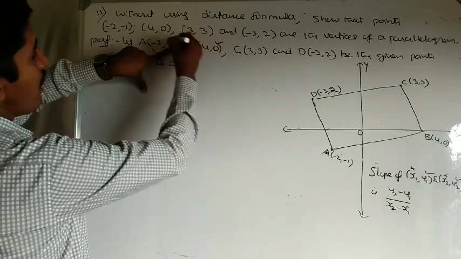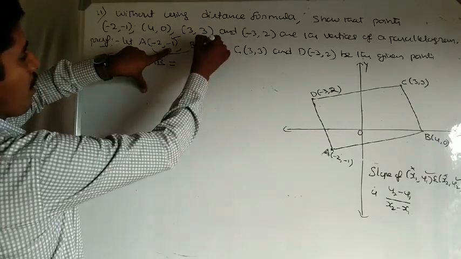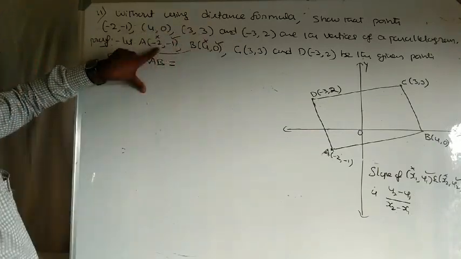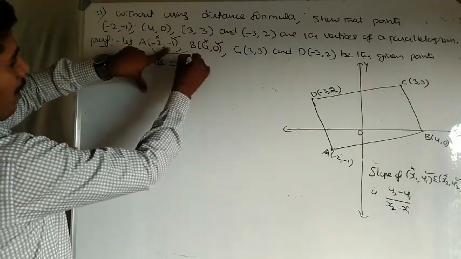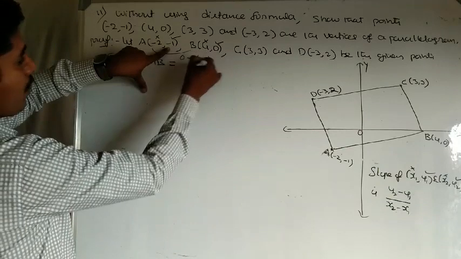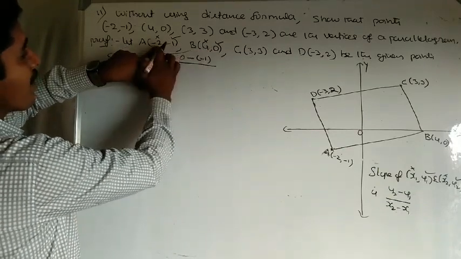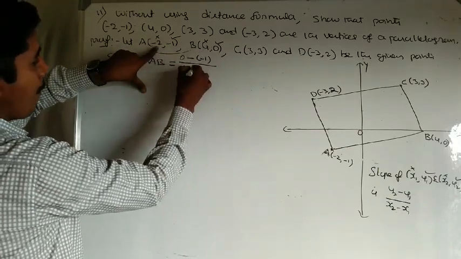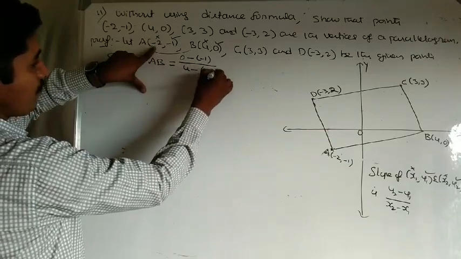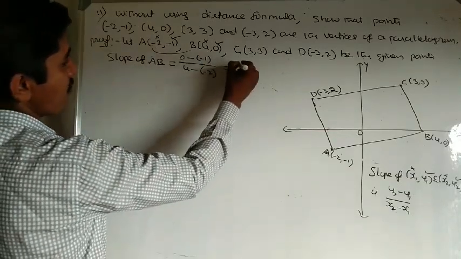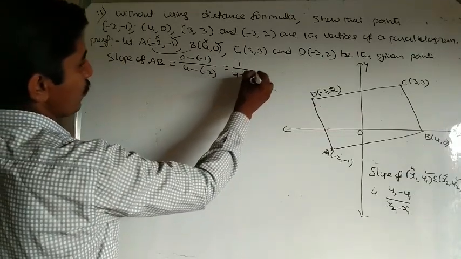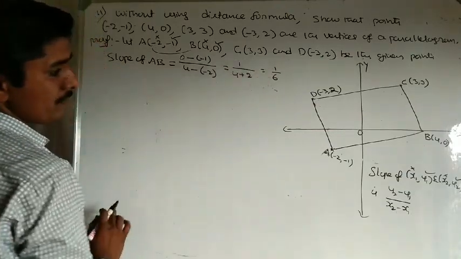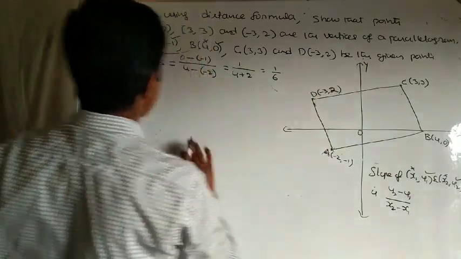Here the y coordinate is 0, and here the y coordinate is minus 1. Here the x coordinate is 4, and here the x coordinate is minus 2. So y coordinate minus y coordinate: 0 minus (minus 1), divided by x coordinate minus x coordinate: 4 minus (minus 2). Minus into minus is plus, so 1 divided by 6. The slope of AB is 1 by 6.